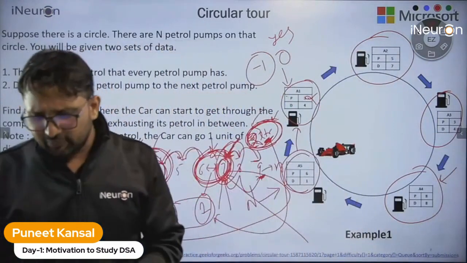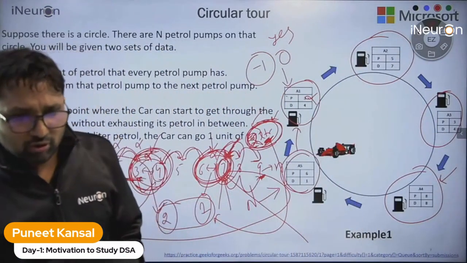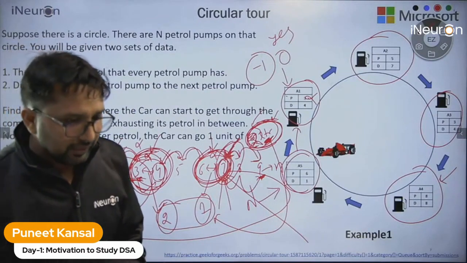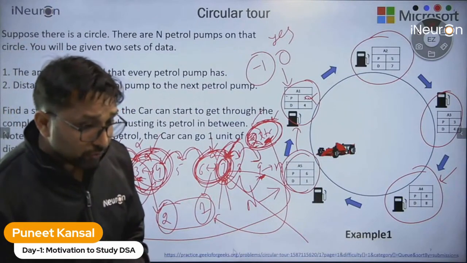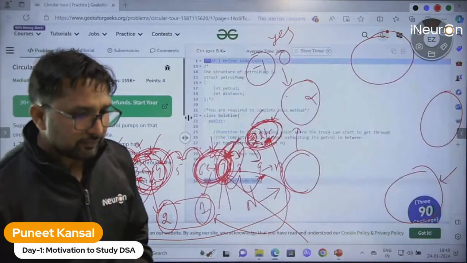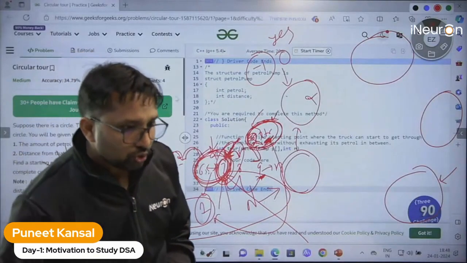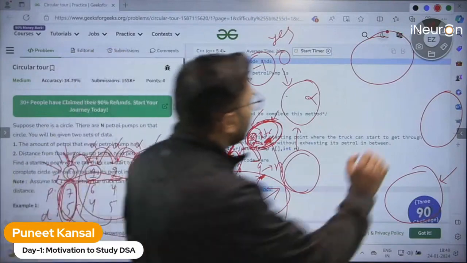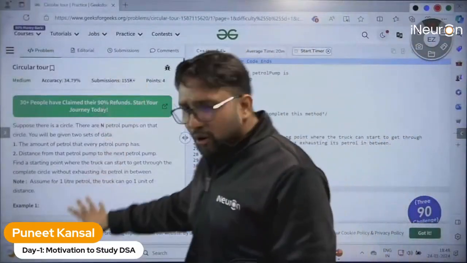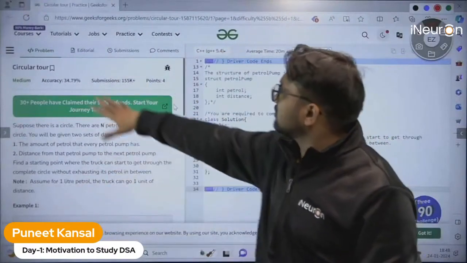Okay, fine. So let me try to implement this code with you. We have already discussed it actually. Let me try to code it for you people. So I'm going to the problem statement right now. Let me erase the screen. This is the same problem you can check out here, the same problem, circular tour.